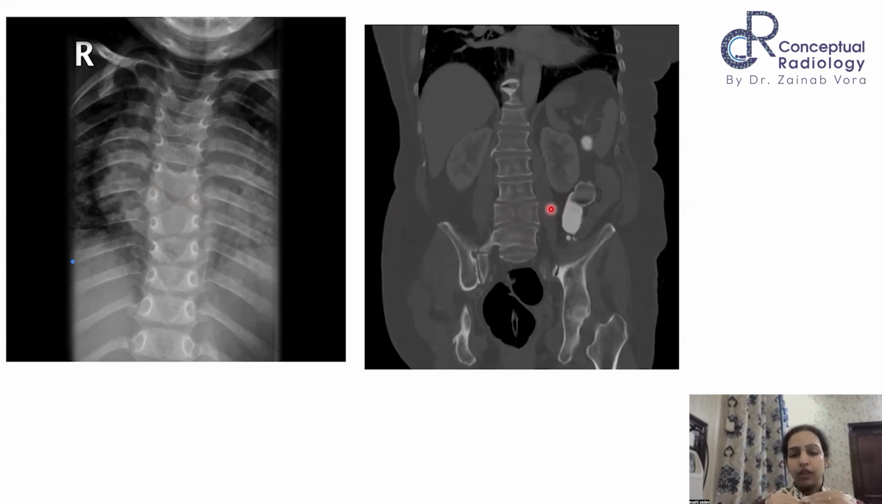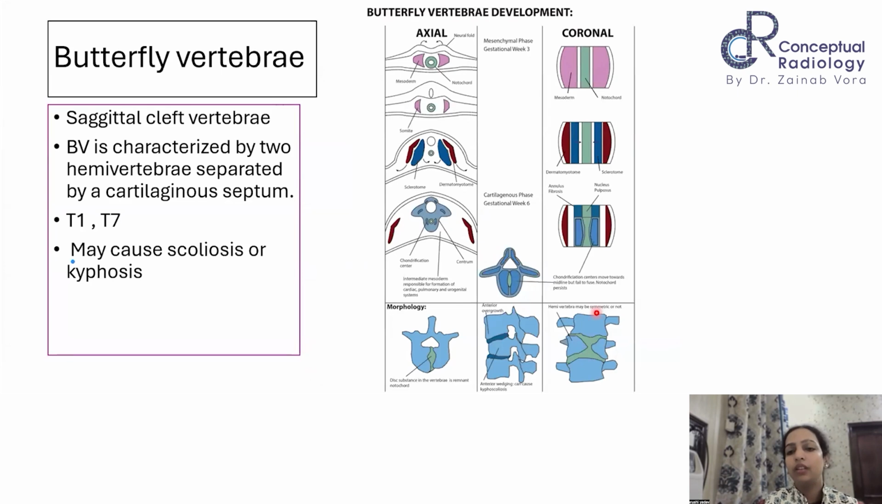They are wedging centrally and trying to meet in the center. They might not be meeting at all. In either case, it's a butterfly vertebrae. All right. So yes, it's a thoracic vertebrae, thoracic butterfly vertebrae. Very good. So the thing with the thoracic vertebrae is the clefting part.